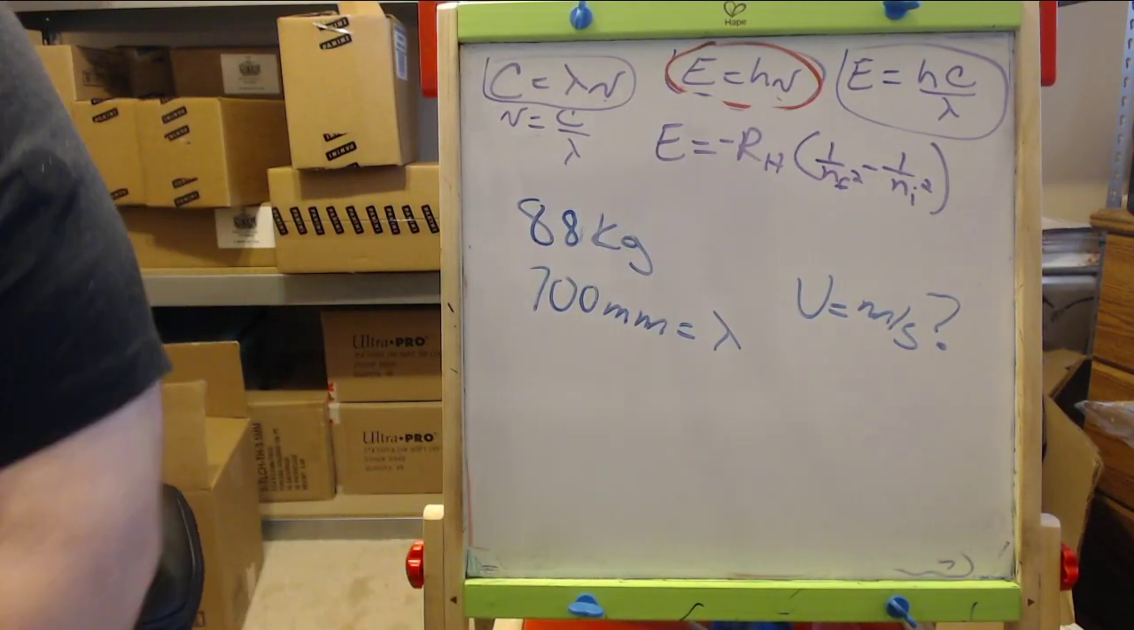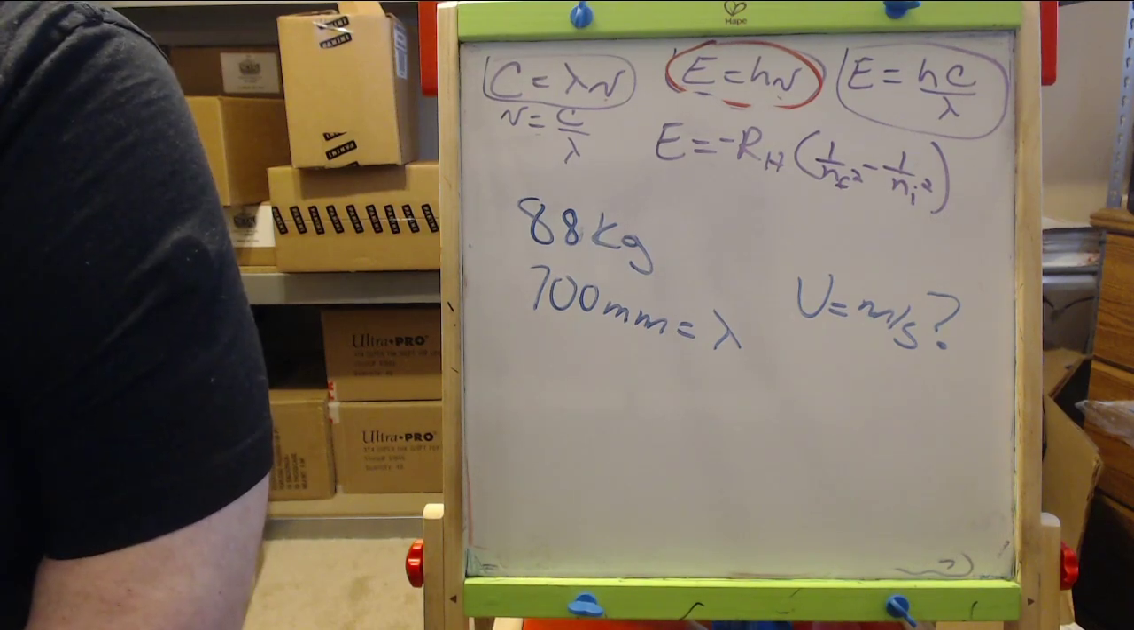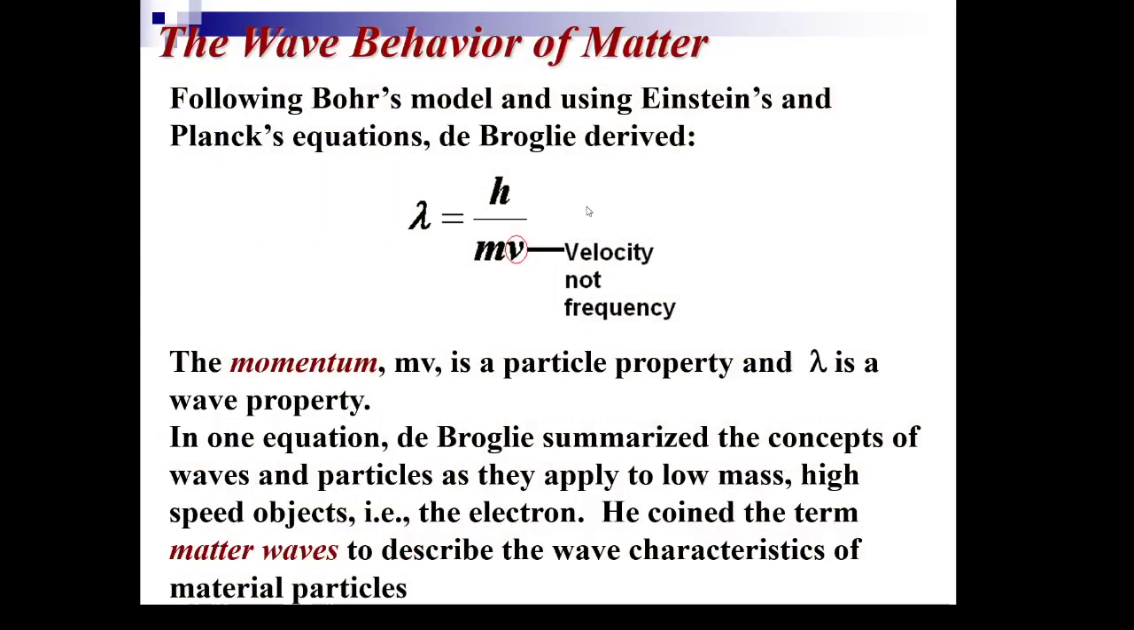The thing is, you have to remember, if we go back to de Broglie's equation here, an electron's mass is times 10 to the negative 28th. So the velocity is going to be super fast to get this wavelength.